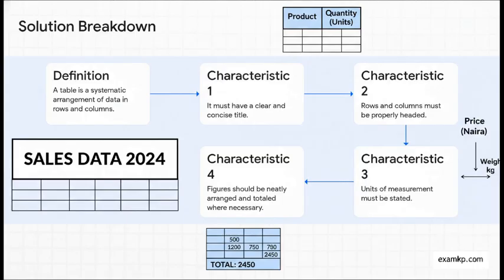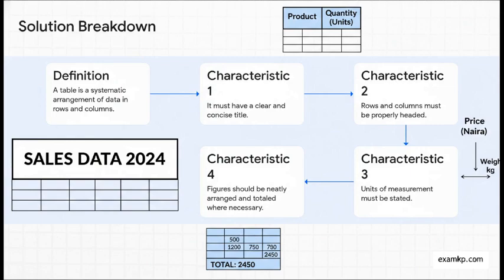Here's exactly how you nail this question. For the definition, keep it simple and clear. It's a systematic arrangement of data in rows and columns. Done. Then, for the characteristics, just think logically. What makes a table easy to understand? Well, it needs a clear title, right? It needs proper headings for the rows and columns. You got to state the units of measurement. Is it naira, kilograms? And of course, the numbers should be neat and tidy with a total if you need one. See? Simple, logical, straight to the point.